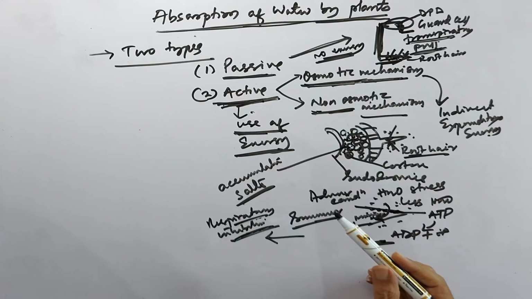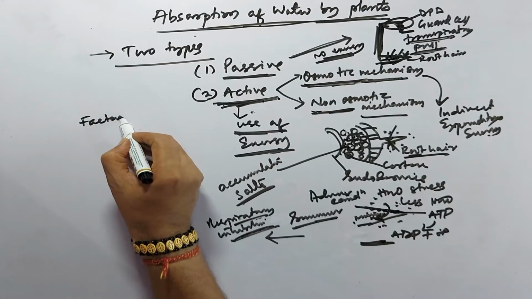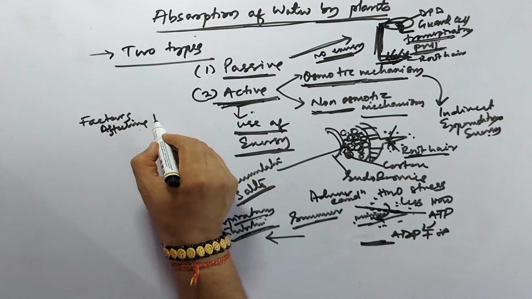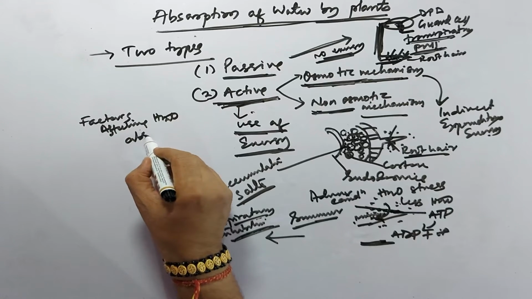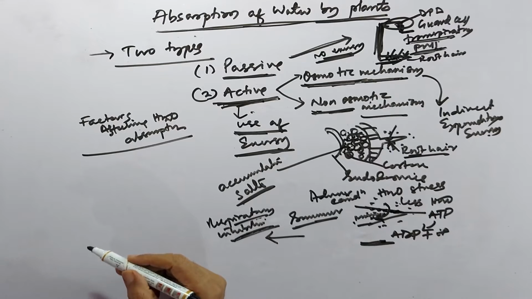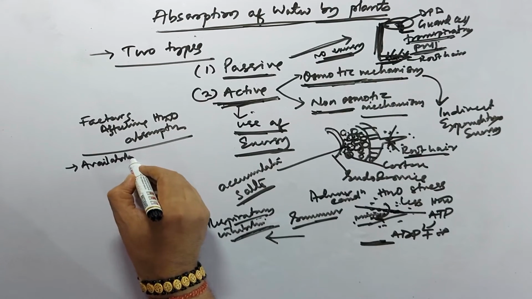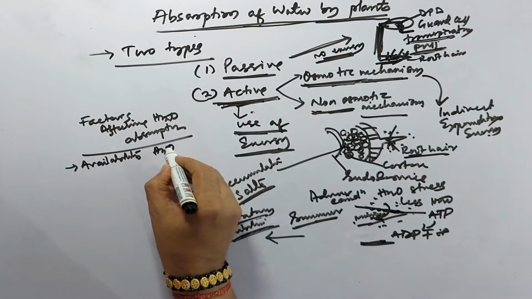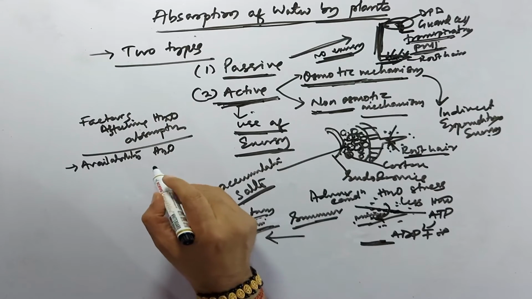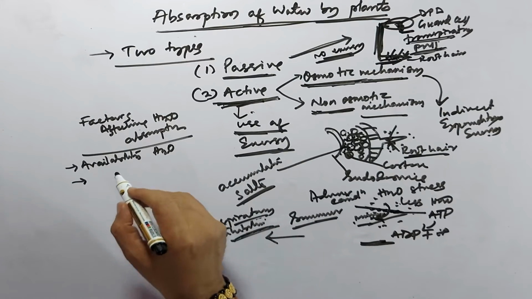Then we will discuss the factors that affect water absorption. So what are the factors that really affect water absorption? The first one is availability of water. It is very simple that when more water is available in the soil, then the water potential is very high, so it is easy for the plants to absorb the water.